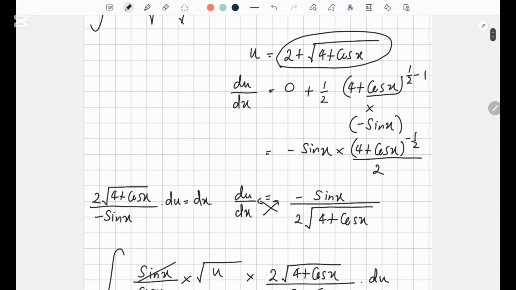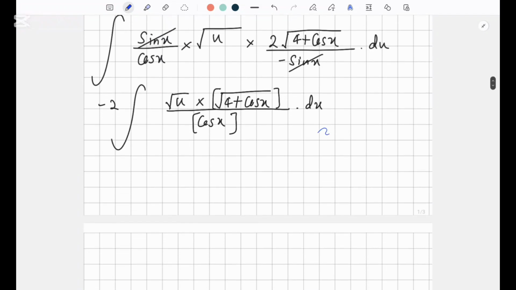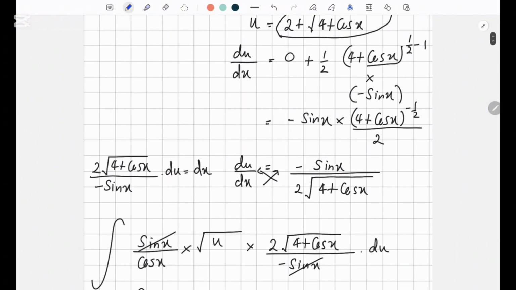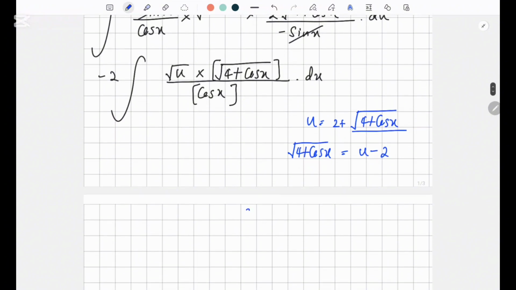So we had u equals, let me write it with another color now. So we had the substitution u equals 2 plus root 4 plus cos x, right? So what is 4 plus cos x? So root 4 plus cos x equals u minus 2, right? And what's cos x going to be? So to find cos x, we'll have to square both sides, right? So when you square both sides, you get u squared equals 2.